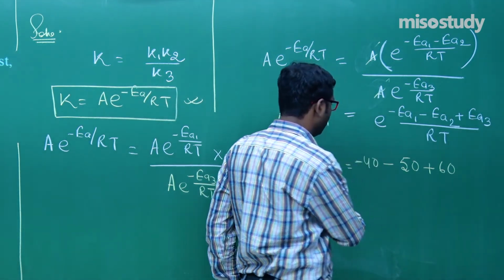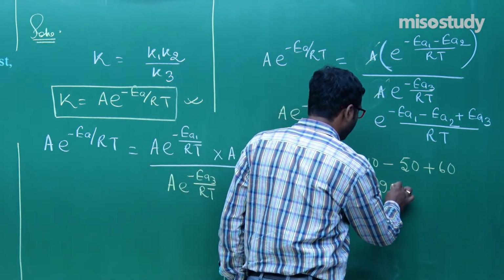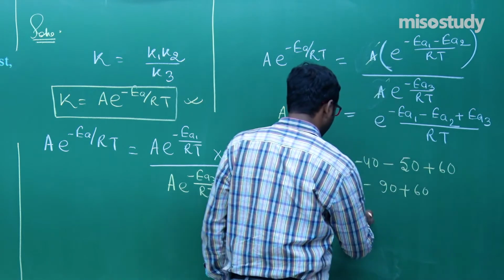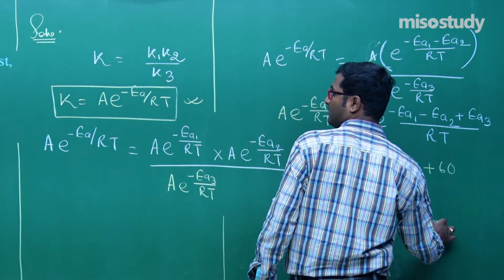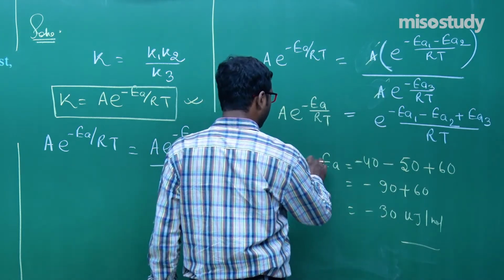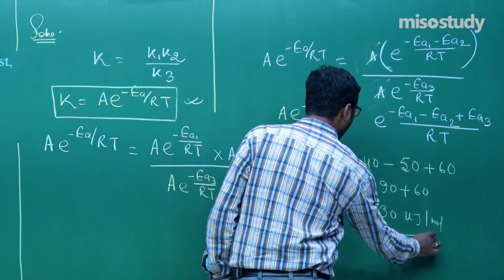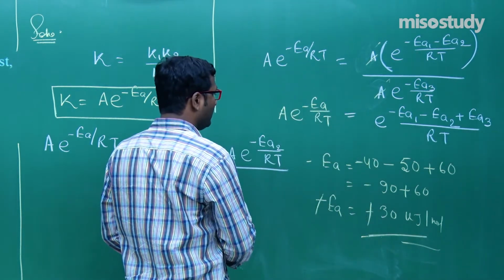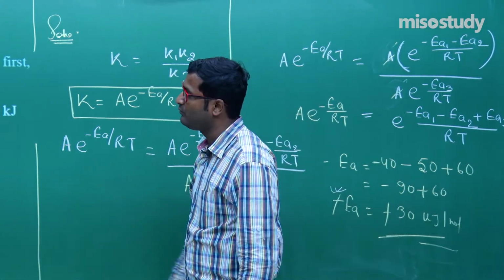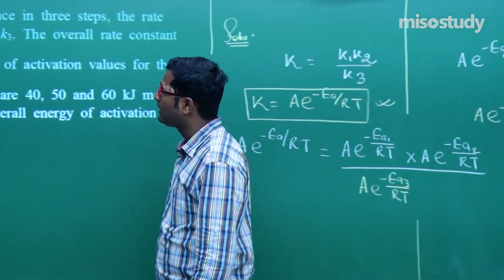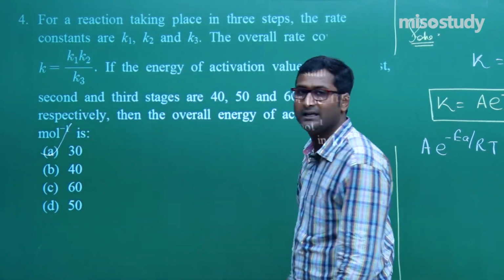minus 40, clear to you? That is minus 90 plus 60, that is minus 30 kilojoule per mole. Clear? There is Ea, this will cancel this one. Overall magnitude is plus 30 kilojoule per mole. So I am moving here, check it out. For this expression, we can say the answer is A.